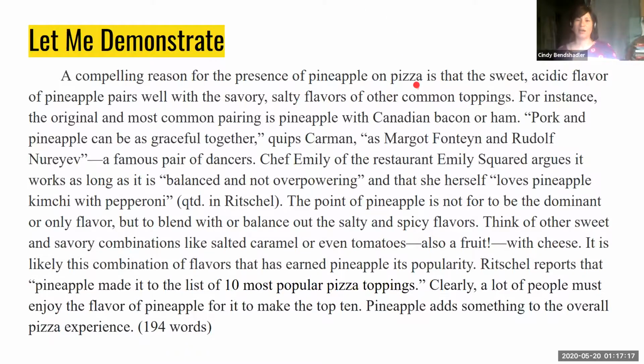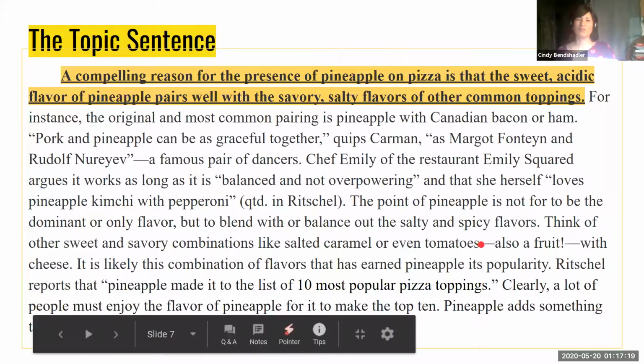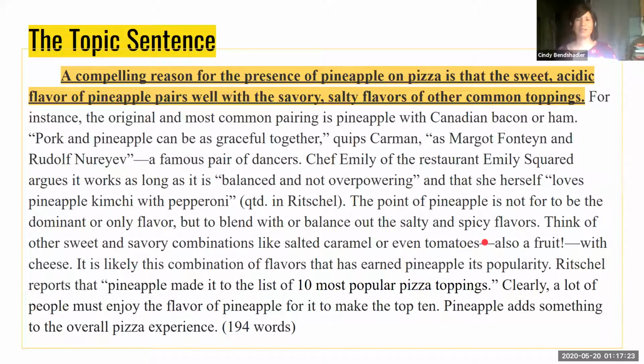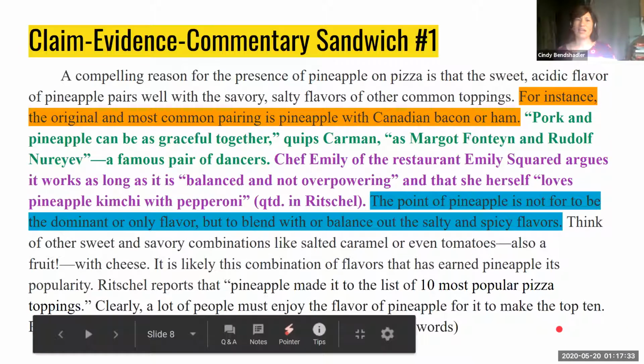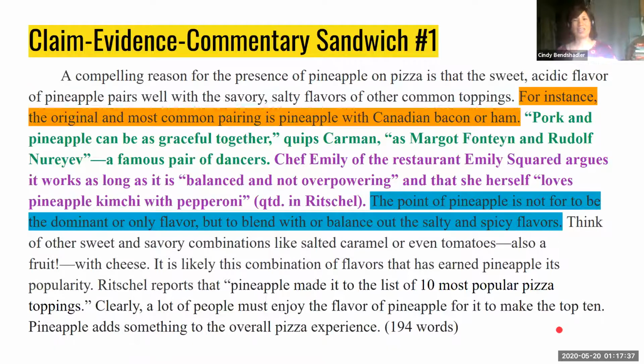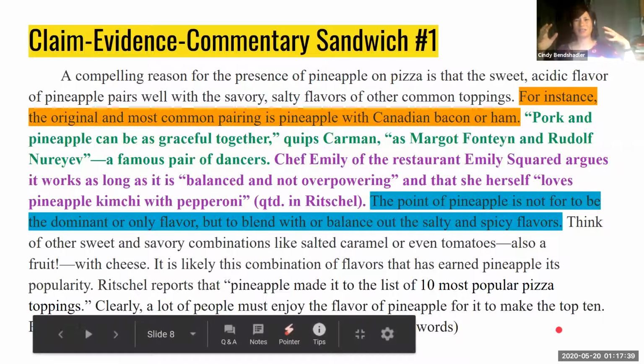Now, let's break this down. The first sentence here is my topic sentence. I'm supporting the idea that pineapple does have a place on pizza if it's balanced out in terms of flavor. Then I have a claim, evidence, commentary sandwich. And this is more like a triple decker sandwich.